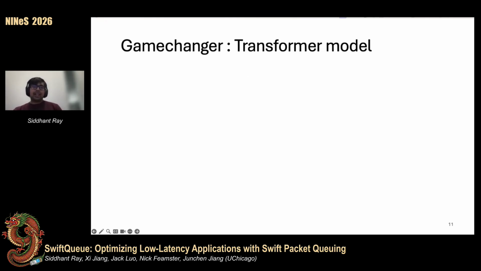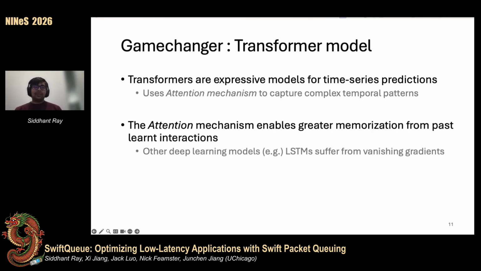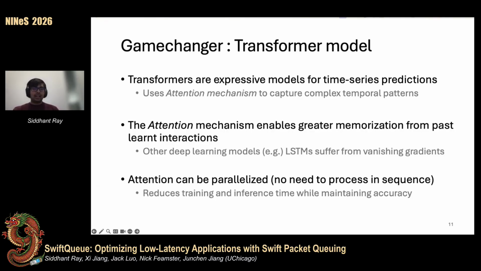So we introduce the game changer model, the transformer model. Transformers are expressive models for time series predictions, and they use the attention mechanism to capture complex temporal patterns. The attention mechanism enables greater memorization from past learned interactions, whereas other deep learning models, such as LSTMs, are known to suffer from problems like vanishing gradients. Attention can also be parallelized, which reduces the need to process packets in sequence. This reduces the training and inference time for these models while maintaining prediction accuracy.